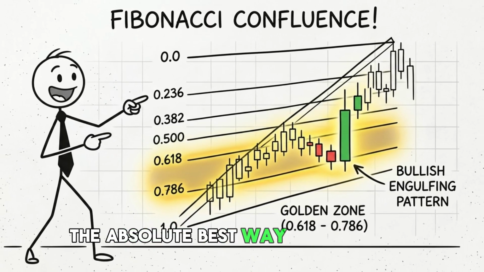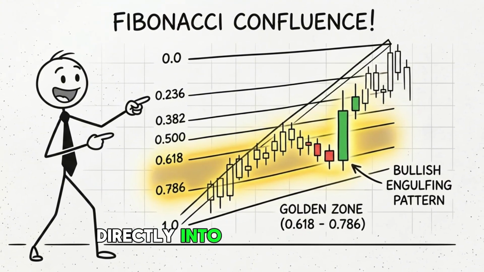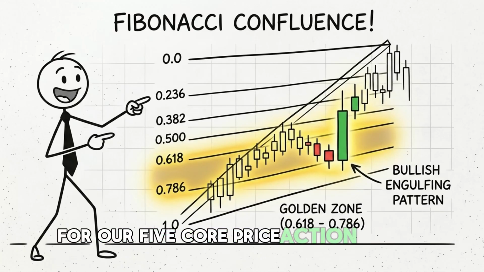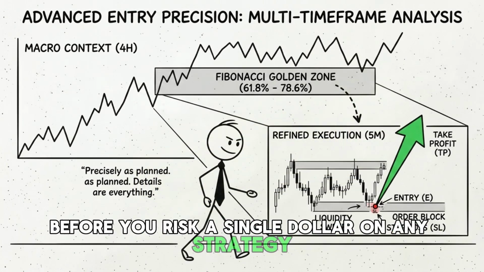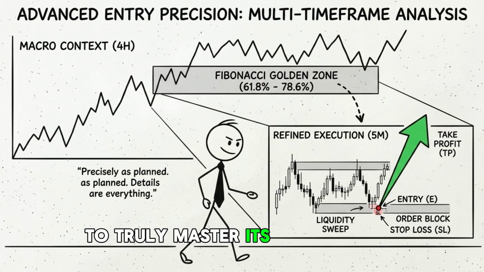The absolute best way to trade this is to sit on your hands, wait for the price to slide directly into this golden zone, and then closely monitor the candles for our 5 core price action signals. But remember, before you risk a single dollar on any strategy, you must backtest it across months of historical data to truly master its performance.